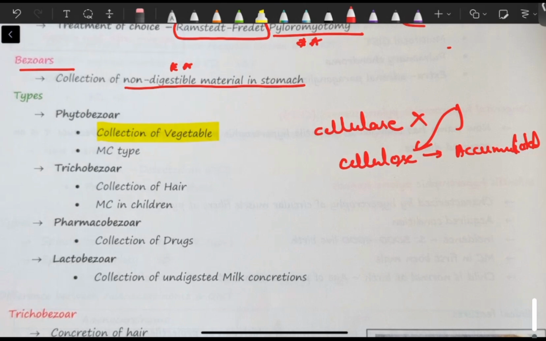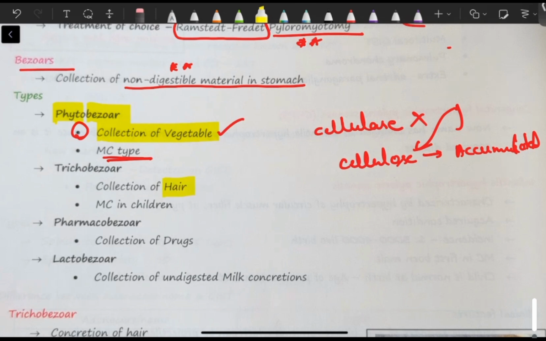So if this goes on accumulating, there is a collection of vegetable, and this is the most common, and that is called phytobezoar. Phyto means plant or vegetable, bezoar means collection. Okay, so that is phytobezoar. Trichobezoar is a collection of hair.